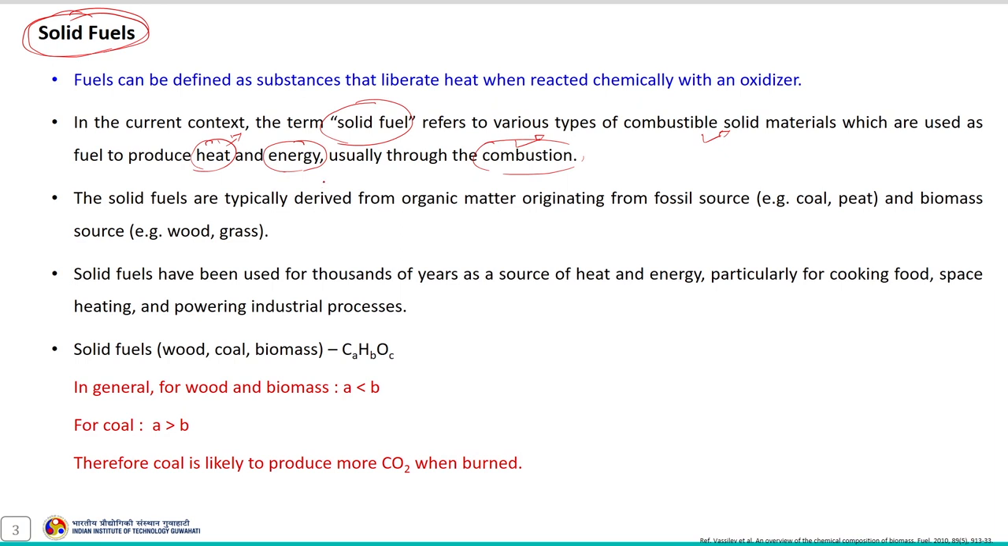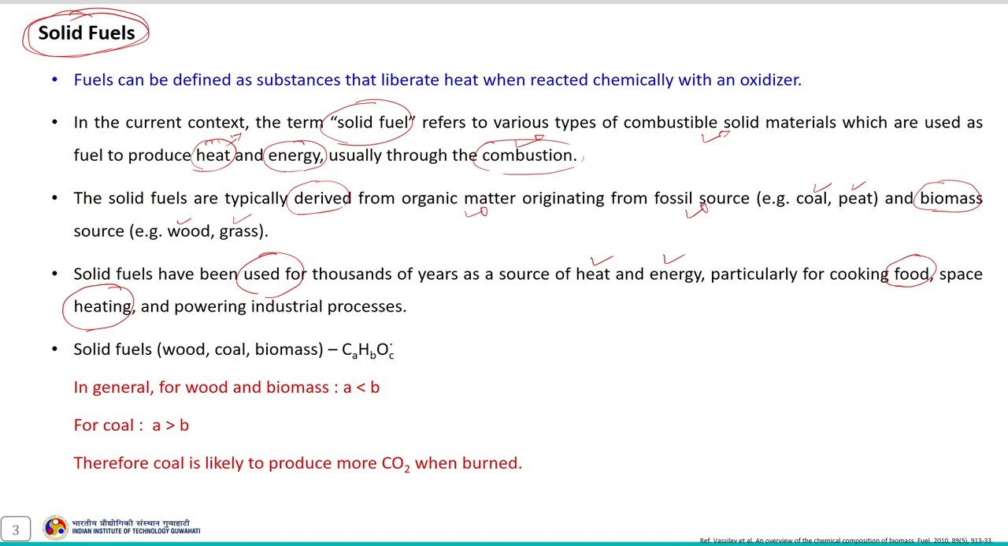The solid fuels are typically derived from organic matter originating from fossil source, that is coal, peat, and biomass source, that is wood, grass, etc. And these solid fuels have been used for thousands of years as a source of heat and energy, and primarily for cooking food, space heating application, and powering industrial processes.